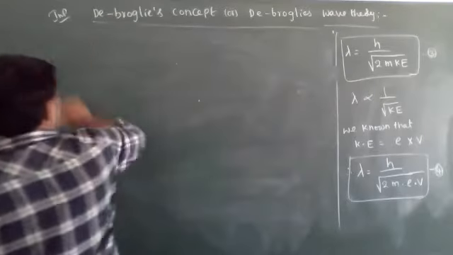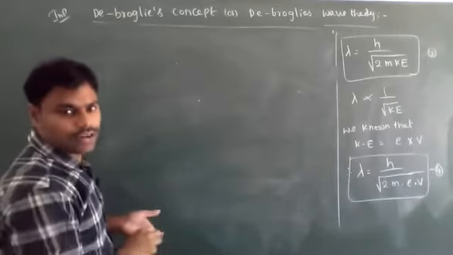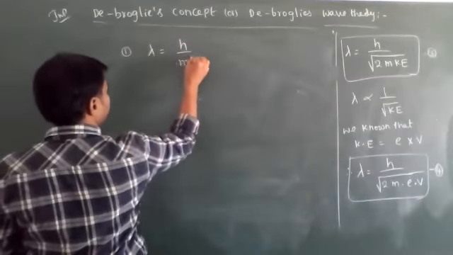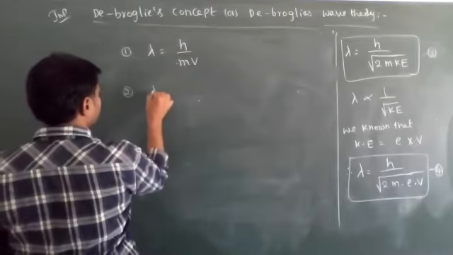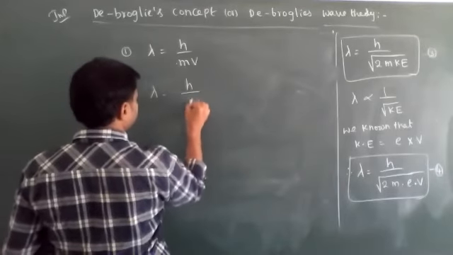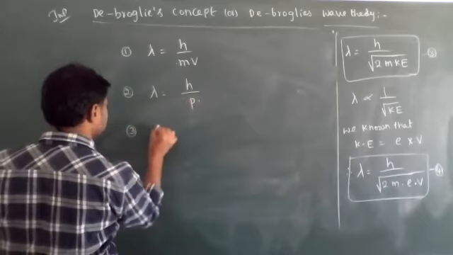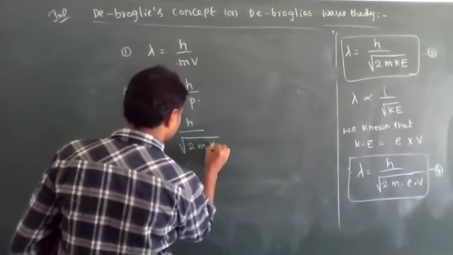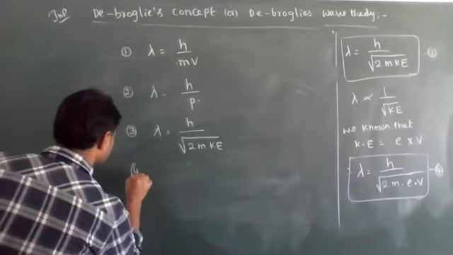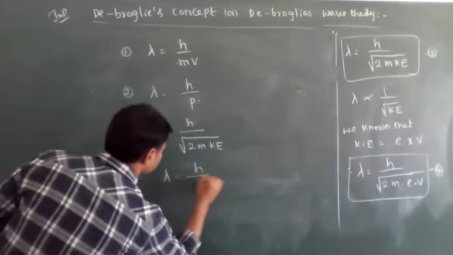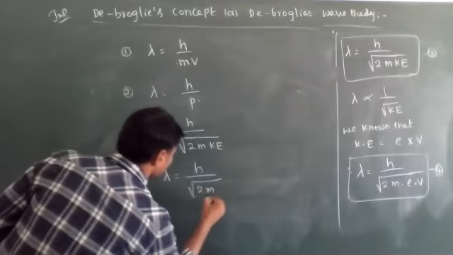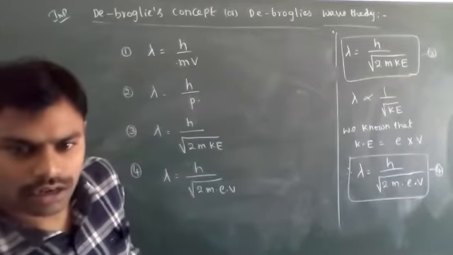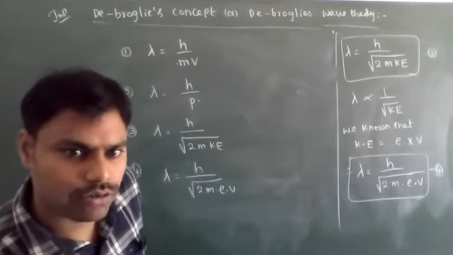I will write you once again, one by one. The first one is lambda is equals to h by mv. The second one is lambda is equals to h by p. The third one is lambda is equals to h by root over 2m into ke. The fourth one is lambda is equals to h by root over 2m into e into v, charge into potential of electrodes or potential of microscopic particles.